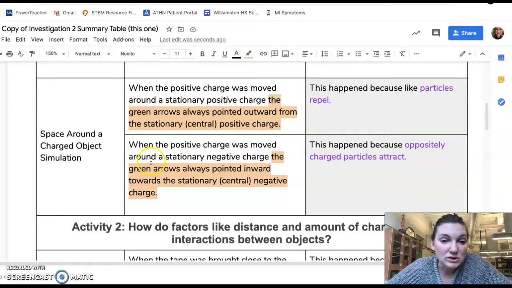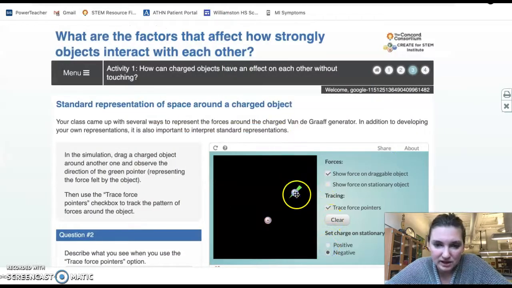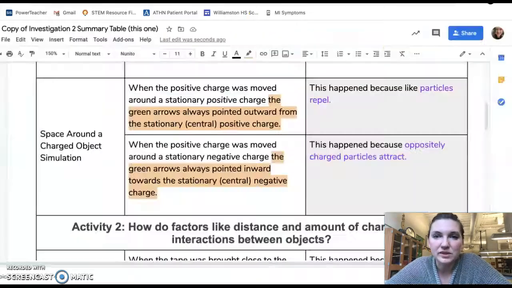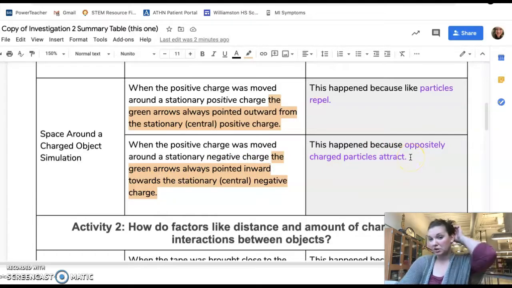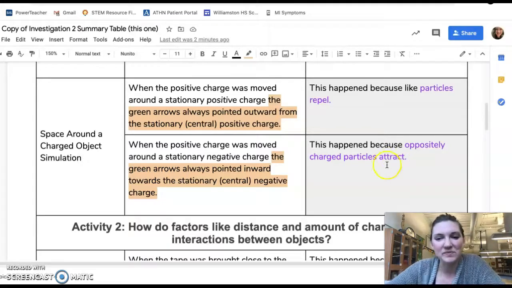When the positive charge was moved around a stationary negative charge, let's look at that real quick. So now we're going to set it to negative, and we're seeing that those pointers always point inwards towards a negative stationary charge. So the green arrows always pointed inward towards the stationary central negative charge. This happened because oppositely charged particles attract, and also because the electrical field lines always go inwards towards a negative charge. So you've seen my metaphor for the grandma always sending out cookies, she's the positive charge, and then the Cookie Monster is always taking in those cookies, he's the negative charge, okay?